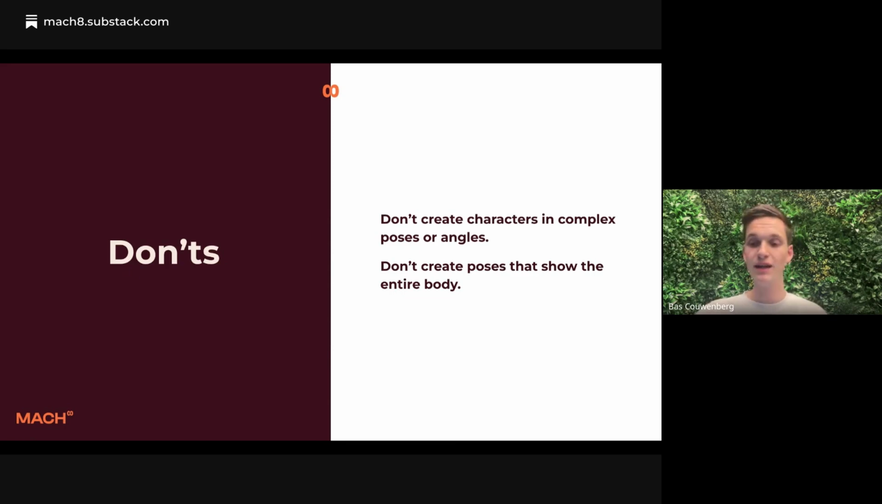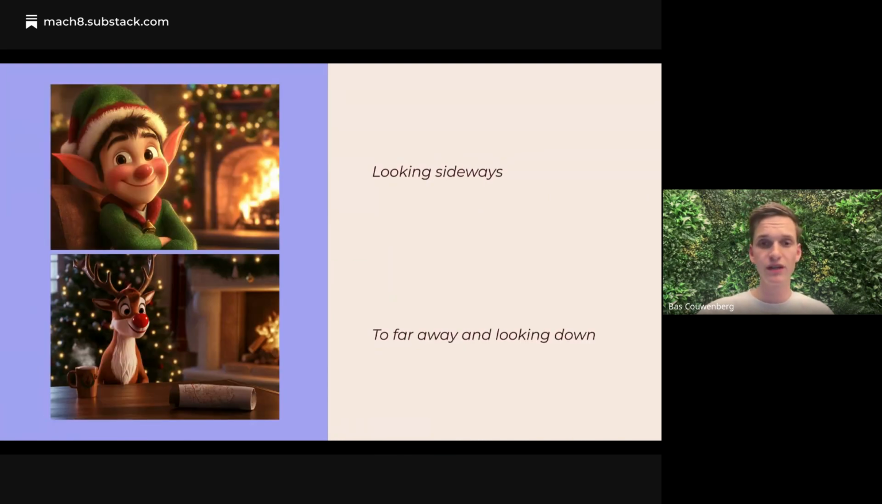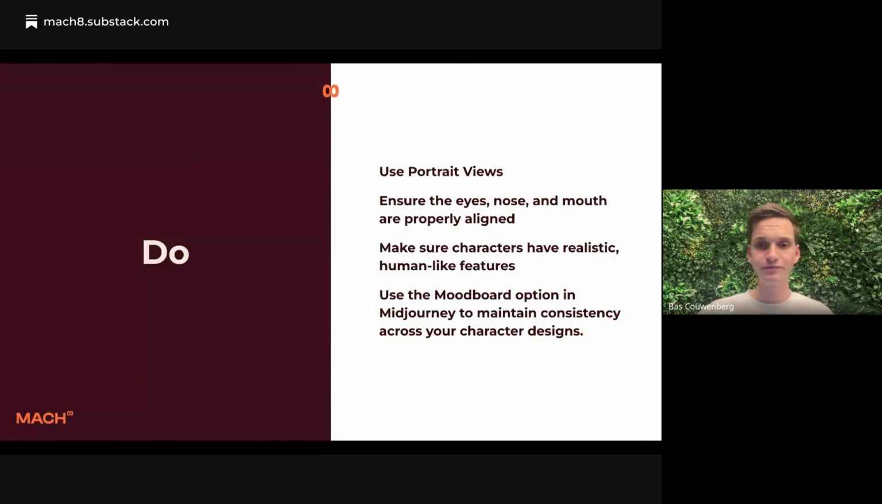So try to make a character that doesn't have too many detailed or complex poses or angles within his face or his shoulders. And don't create a pose that shows the entire body. Make sure to crop it until somewhere around the shoulders. This way Runway can work with it. Then these are a few bad examples, like the face is too far away, or it isn't a clear portrait view from the front. Also the same for these two.